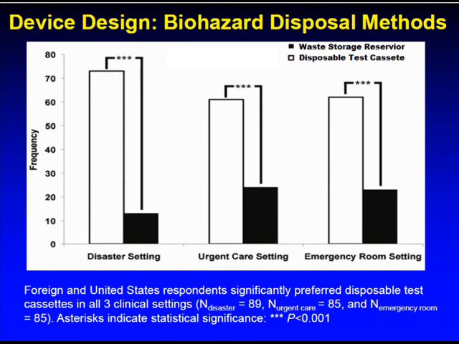This graph displays the results for the previous question. The white bars correspond to the disposable test cassette, and the black bars correspond to the waste storage reservoir. The x-axis is setting, while the y-axis is frequency of response. U.S. and foreign respondents significantly prefer a self-contained disposable test cassette method of waste disposal storage in the three settings we surveyed.